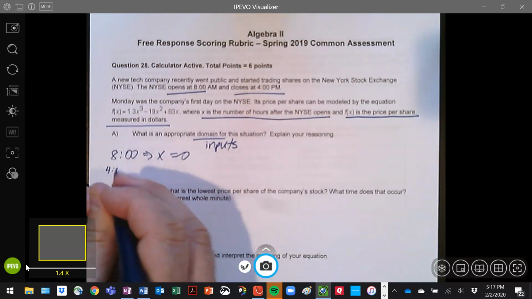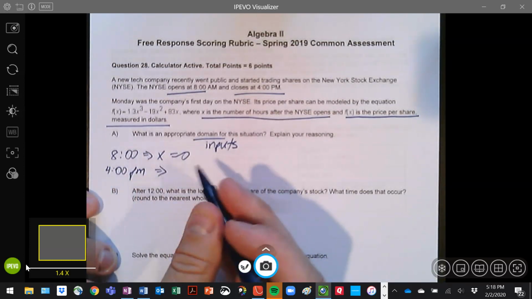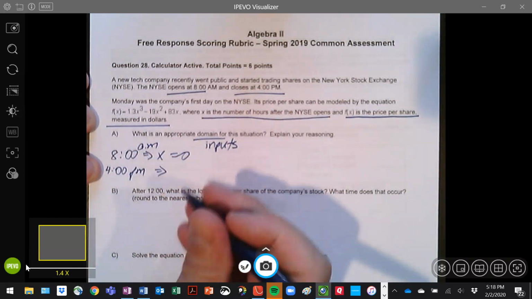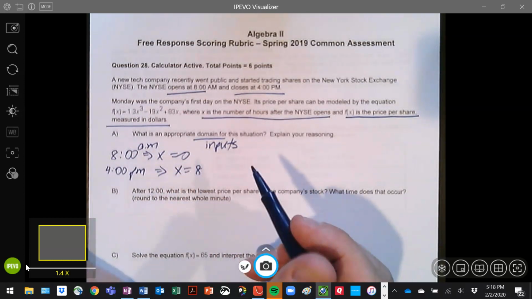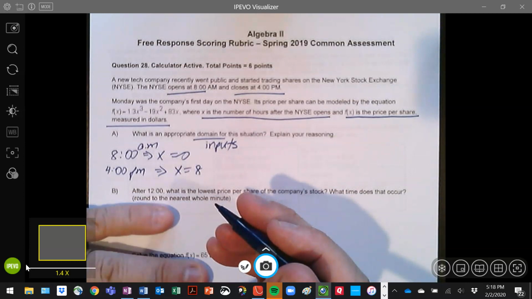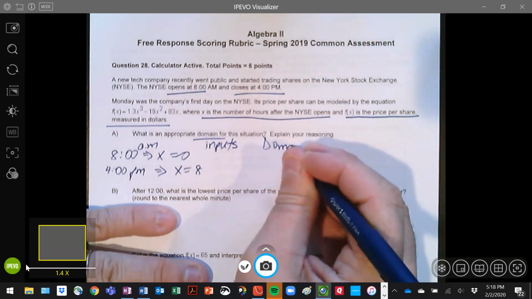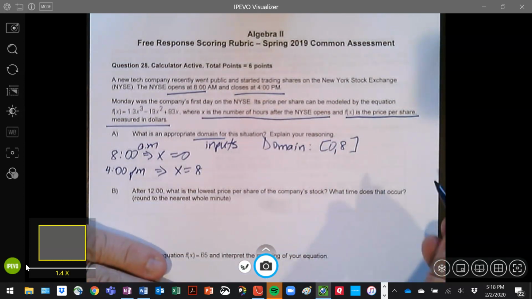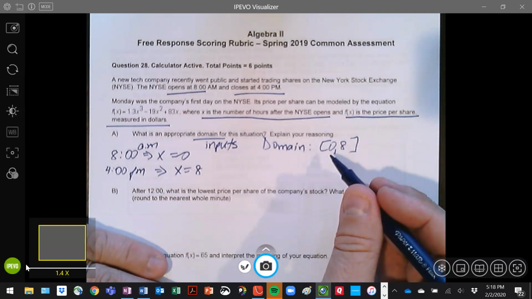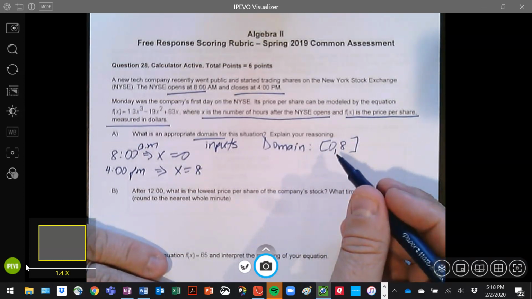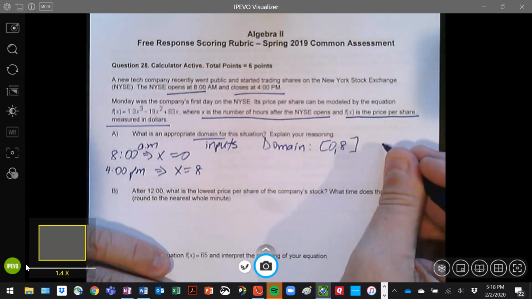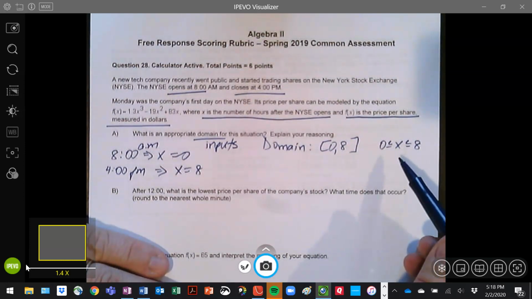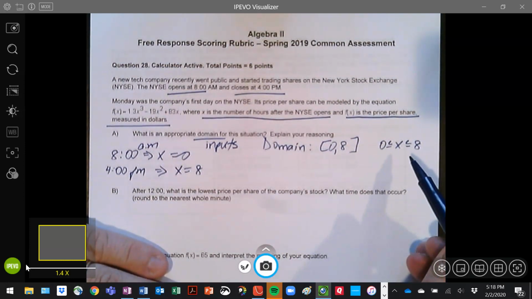The New York Stock Exchange closes at 4 p.m. From 8 a.m. to 4 p.m., that's 8 hours. So our domain is x equals 0 to x equals 8. The domain is going to be from 0 to 8 in interval notation. Or I could say 0 less than or equal to x less than or equal to 8, and that is inequality notation.